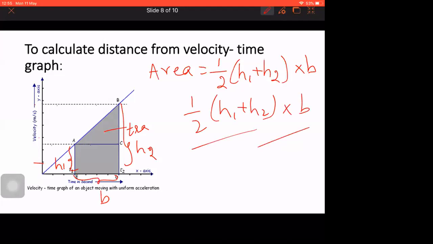Ma'am, what will be that in numerical form? Okay, I'll do it with numericals. Do you have time? Shall I do it? I'll take one numerical. Or I will do it next time, I think it will be better. You will be hungry also.